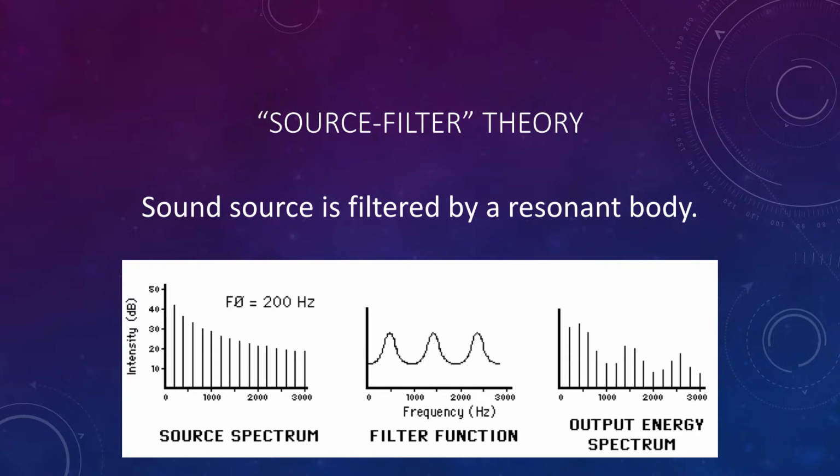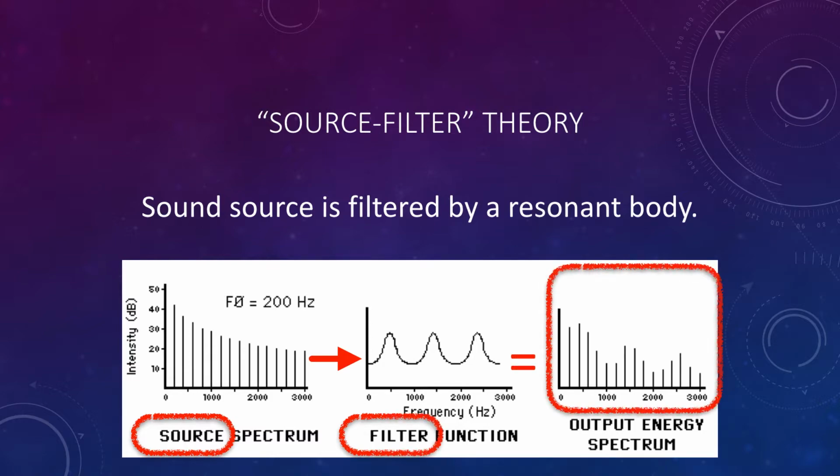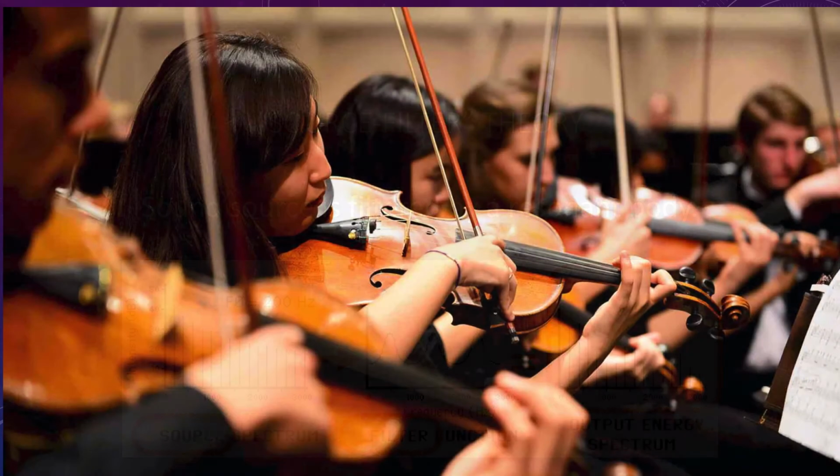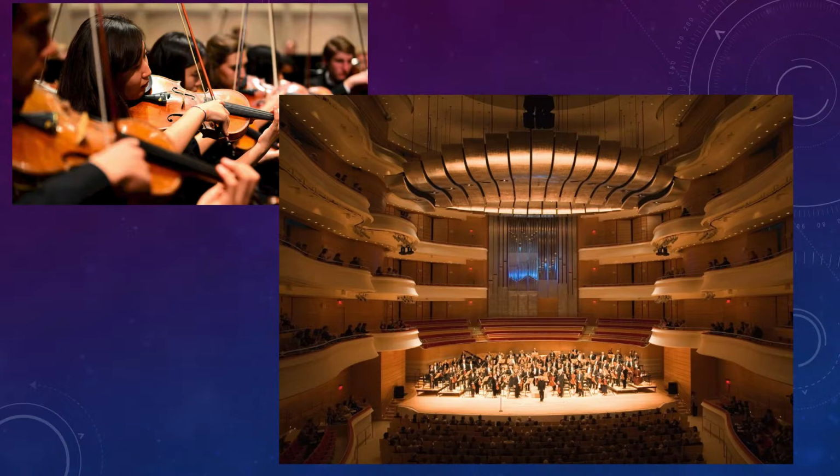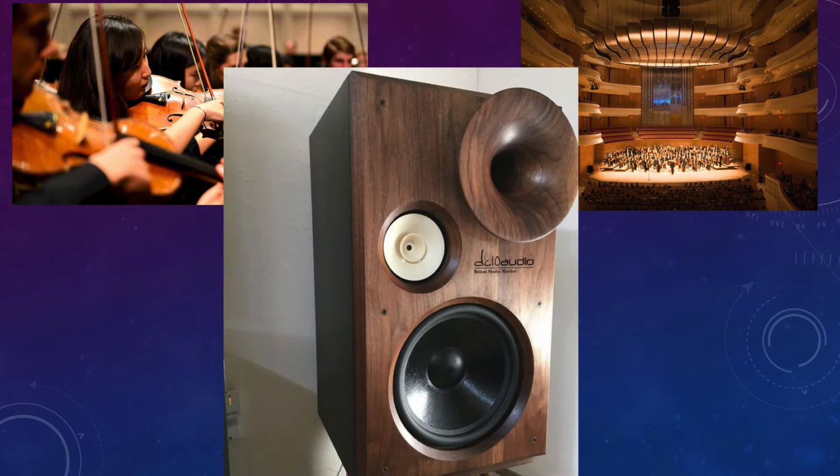The term we use to describe all of this is source filter theory. In the simplest of terms, source filter theory says that the sound we hear is the result of a sound source being filtered by a resonant body. This shaping of the sound is not only for musical instruments, but for most of the sounds that we hear. The geometry and reflectivity of the surfaces of a room will affect the sound. The shape and materials that a speaker is made of will affect sound.